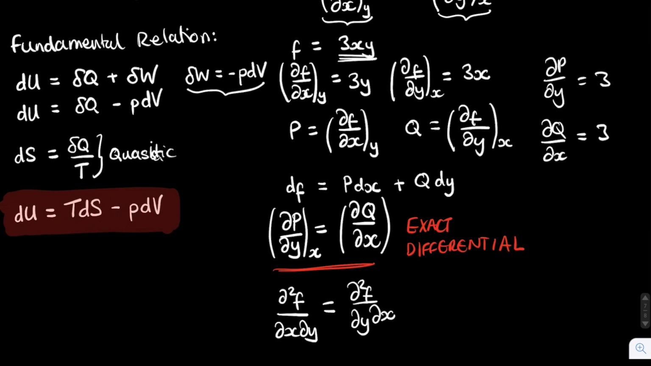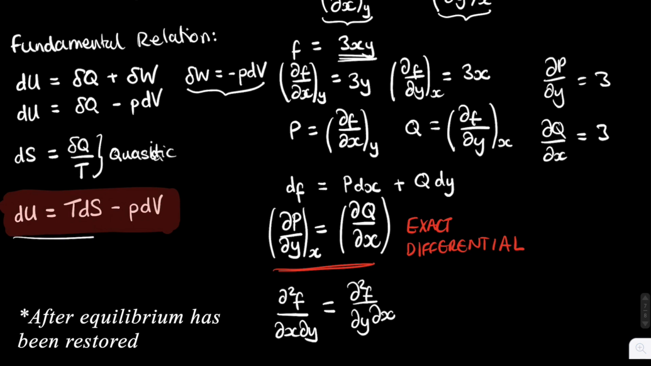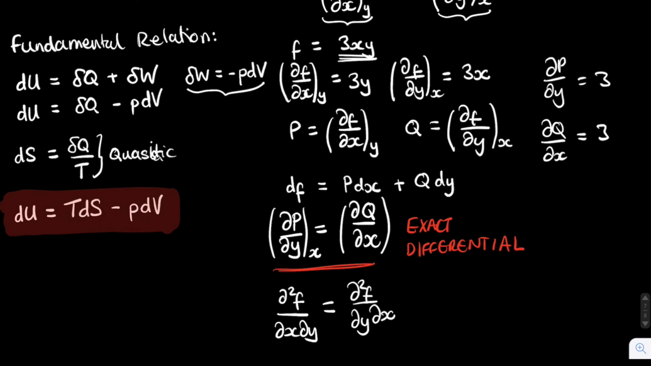So if T dS is greater than dq, then minus P dV will be less than by exactly the same amount. So this is always true, and it's why it's called the fundamental relation of thermodynamics.